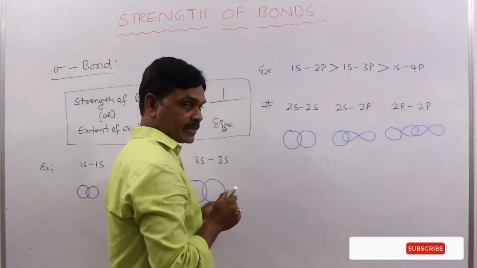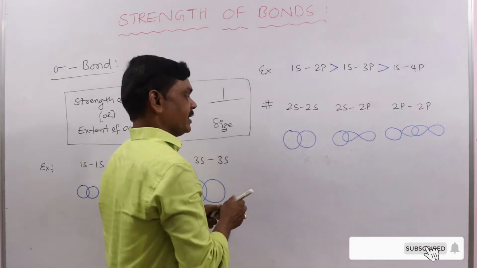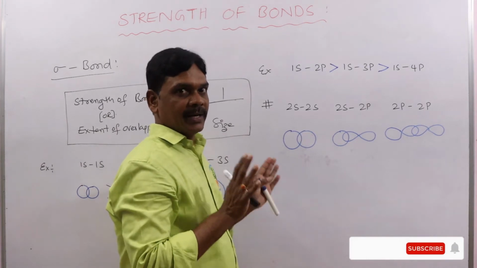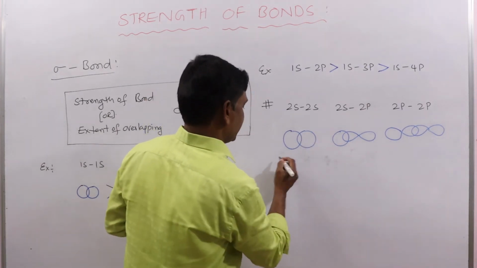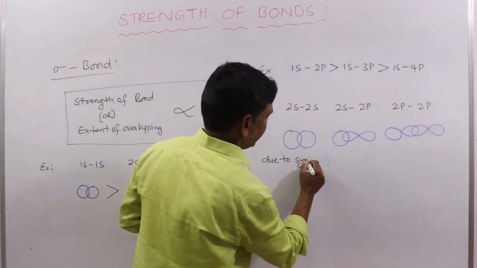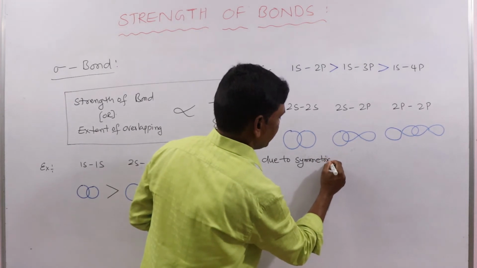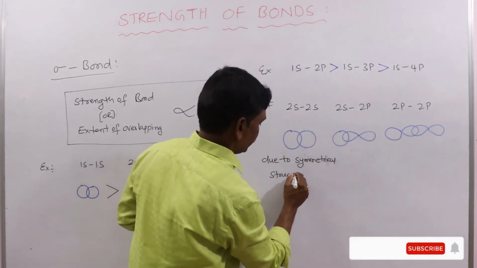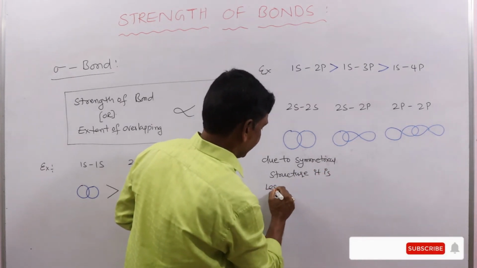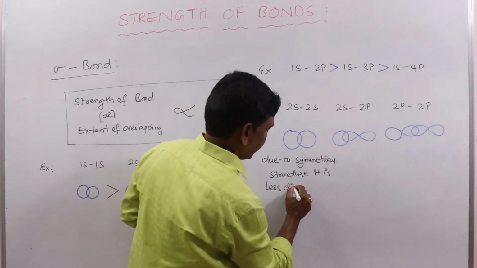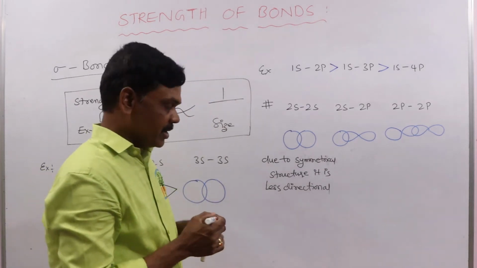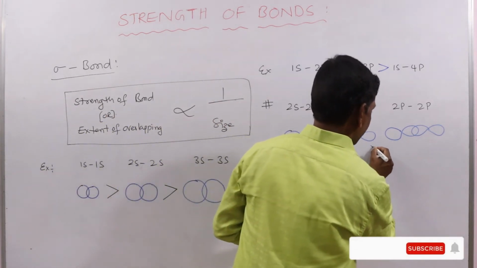So in case of s orbital, due to symmetrical structure, ss overlapping is less directional. Due to symmetrical structure, it is less directional. It is less directional.